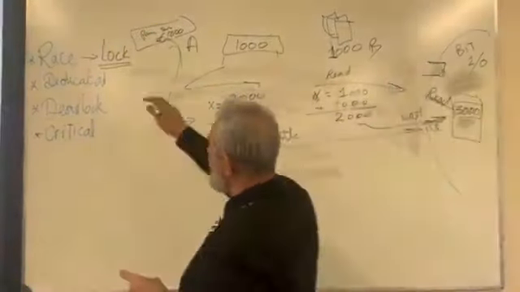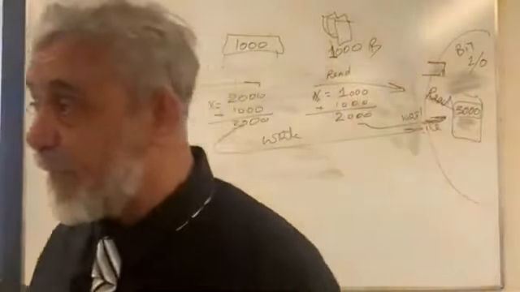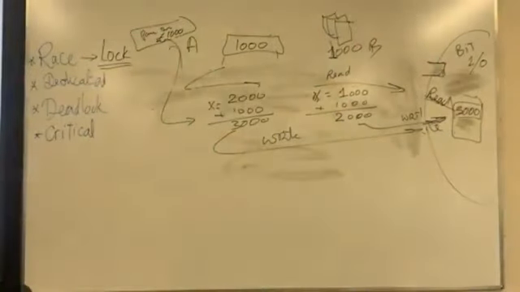So you should be able to explain the race problem. If you're asked what the race problem is, you should be able to explain the lock mechanism, how the lock solves this problem.